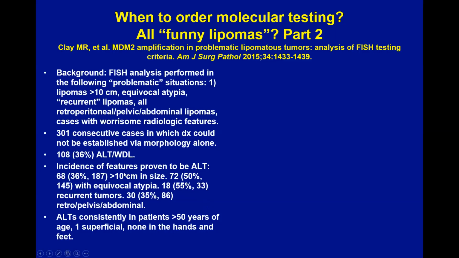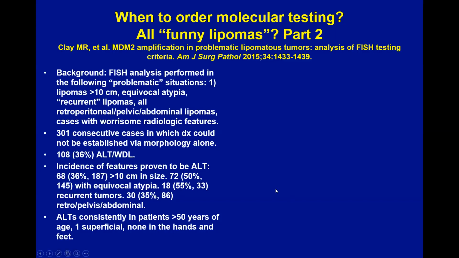So the most common feature for which they ordered FISH analysis was tumor size. There were 187 tumors that were greater than 10 centimeters in size, and it turns out a little over a third of those turned out to be ALT. So probably the most sensitive was tumor size. But there were more specific criteria. For example, those that had equivocal atypia, which would represent 145 of the 301 cases, turned out 72 of those were ALTs.